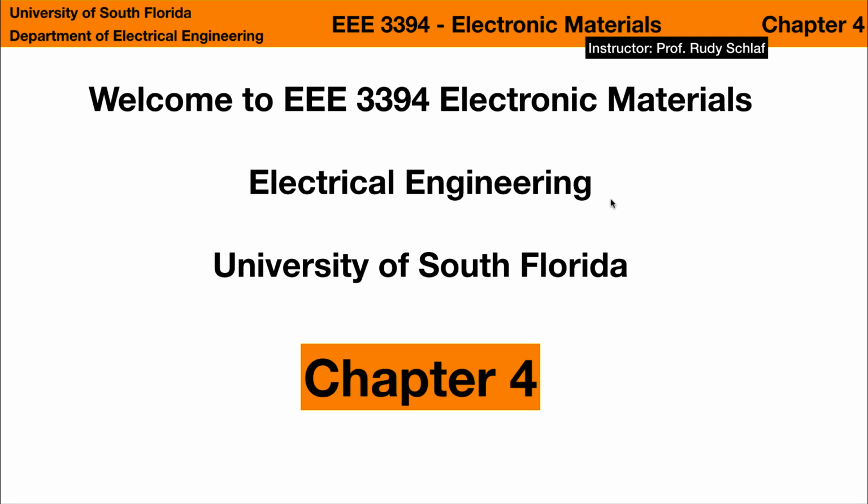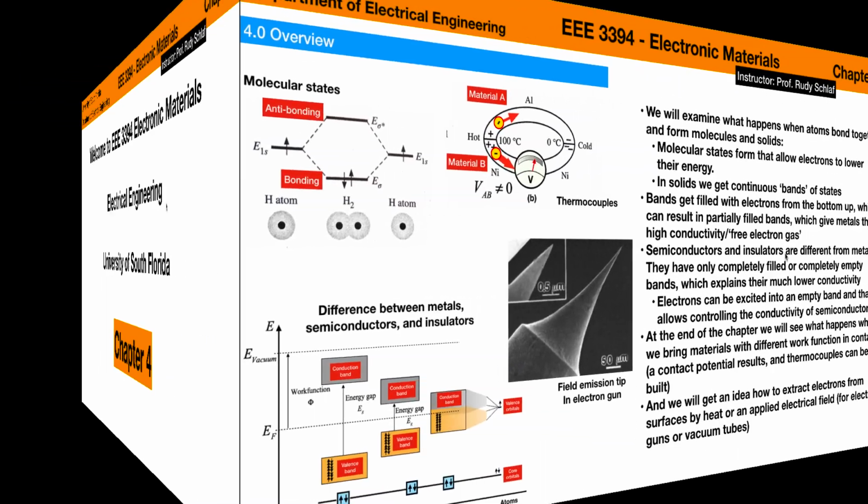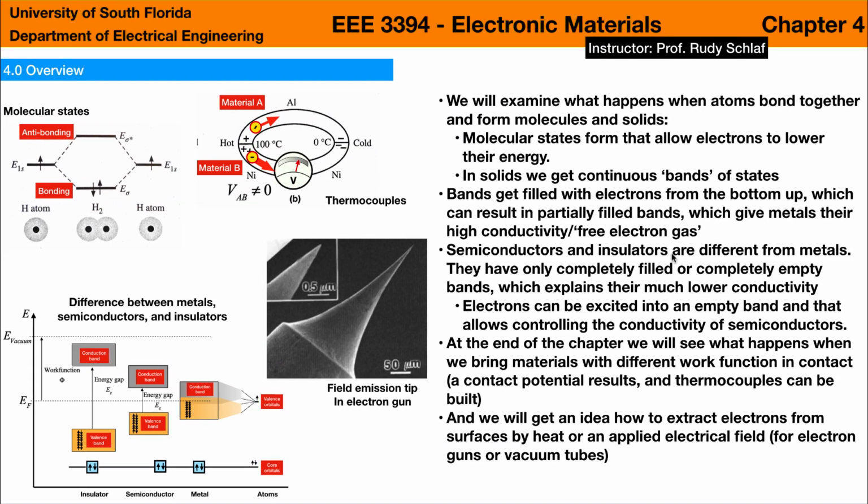Welcome to Electronic Materials. This video is about Chapter 4. Let me give you a brief overview first before we dive in. So in Chapter 4 we'll basically go from single atoms to solids, and we do that by first going to molecules, and so we will learn that there are anti-bonding and bonding states when we put two atoms together.